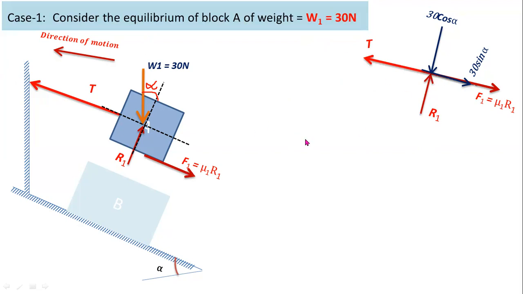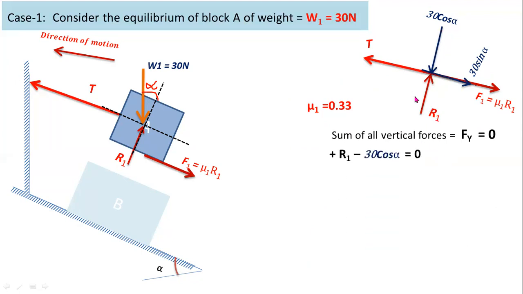Now you have to resolve all the forces normal to the plane. So mu1 is the coefficient of friction between the block A and B. Sum of all vertical forces equal to 0: plus R1 minus 30 cos alpha equal to 0. For upward action, you have to consider positive side. For downward action, you have to consider negative side. So reaction force R1 equal to 30 cos alpha. Here the angle alpha is not given. You have to determine that value.